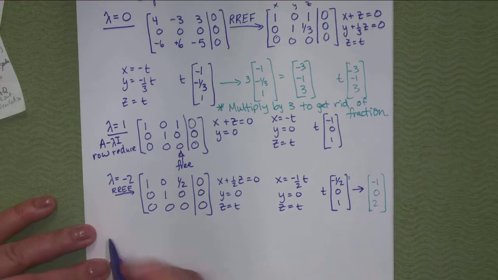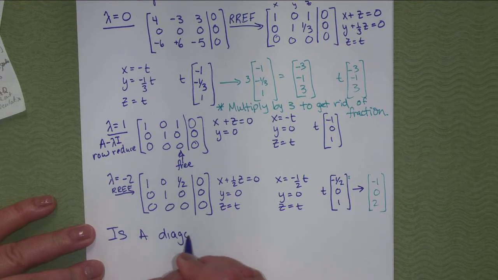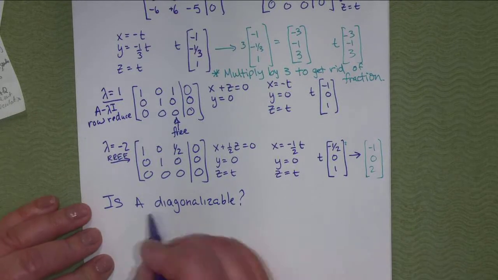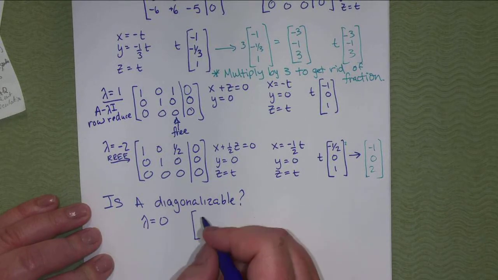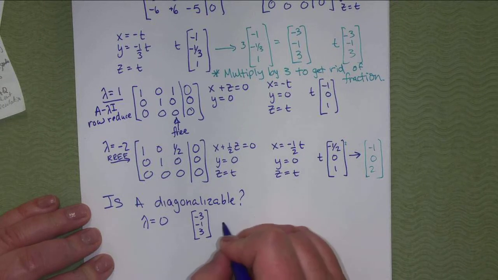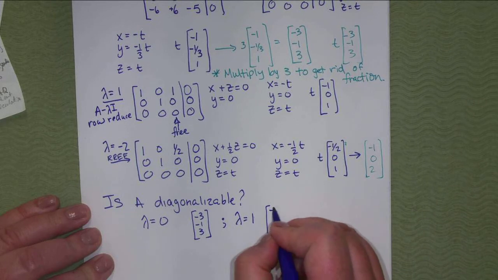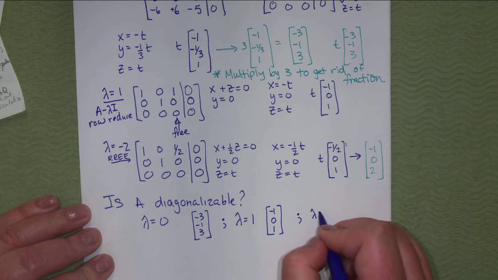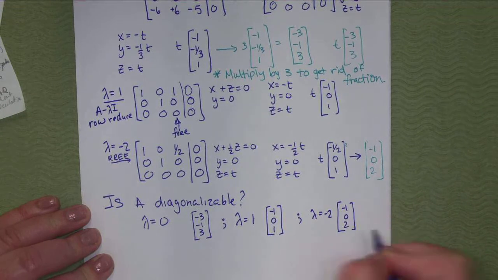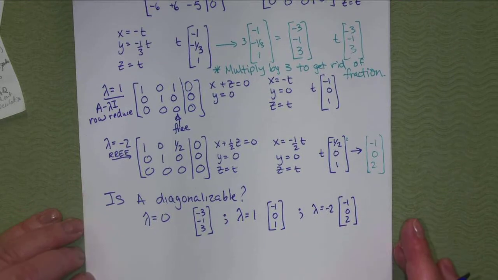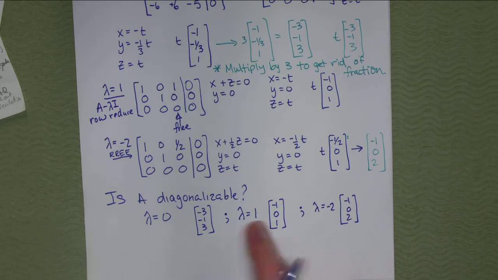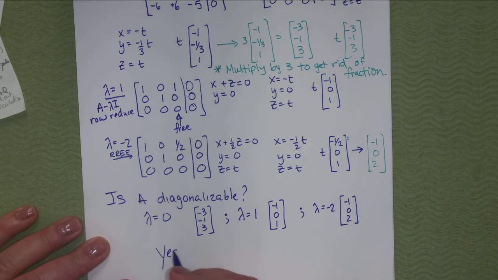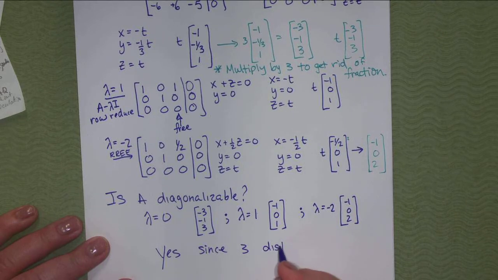Okay, so is A diagonalizable? So we had 3 eigenvalues. And each had 1 eigenvector. And they're all different. They have to be distinct. They can't be the same. But they wouldn't be anyway, because when you multiply by A, you have to end up with the same eigenvalue. So we have 3, so it's diagonalizable. Yes, since 3 distinct eigenvectors. Okay, so we'll do it.